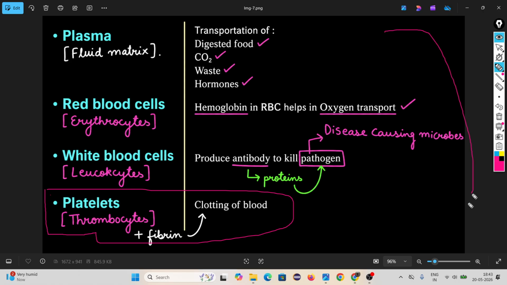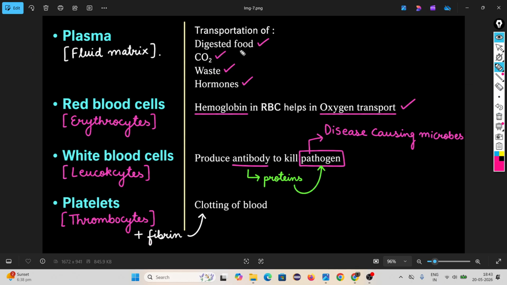These are the several components inside blood and their function. Plasma carries digested food, carbon dioxide, waste, and hormones. You have to remember this function. Sometimes they will ask you to write down the components of blood and their function. Otherwise, 100% you will get one or two short questions from this.